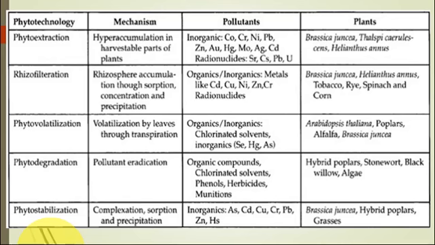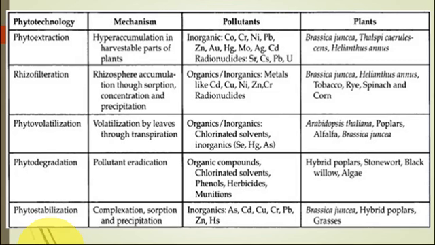Look at this table. What are the pollutants, what are the plants involved, and what is the mechanism involved? In phytoextraction, otherwise phytoaccumulation, hyperaccumulation is carried out in Brassica juncea, Thlaspi caerulescens, and Helianthus annuus. The common pollutants accumulated by the plants in this method are cobalt, chromium, nickel, lead, zinc, mercury, molybdenum, cadmium, and many more.